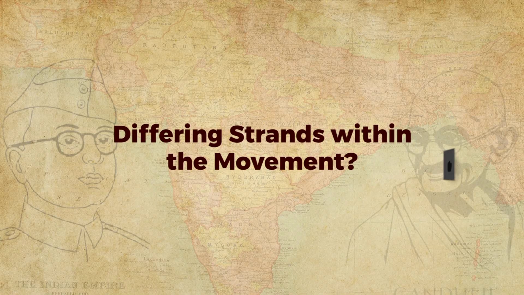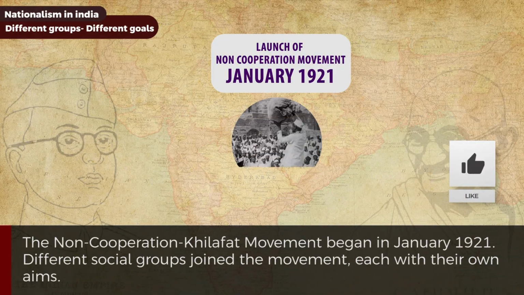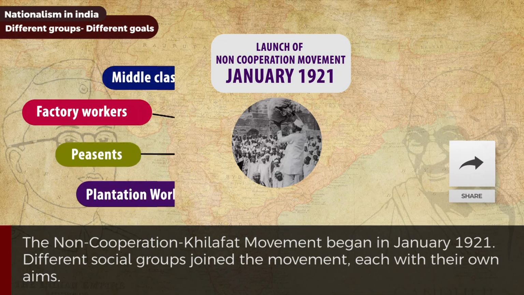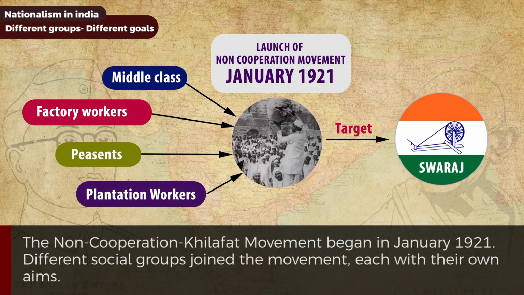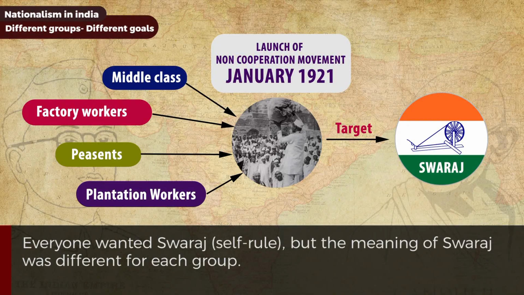Different strands within the movement. The non-cooperation Khilafat movement began in January 1921. Different social groups joined the movement, each with their own aims. Everyone wanted Swaraj, meaning self-rule, but the meaning of Swaraj was different for each group.